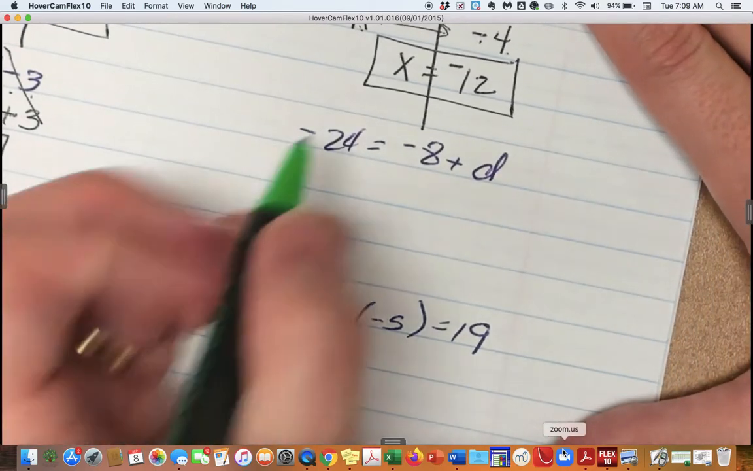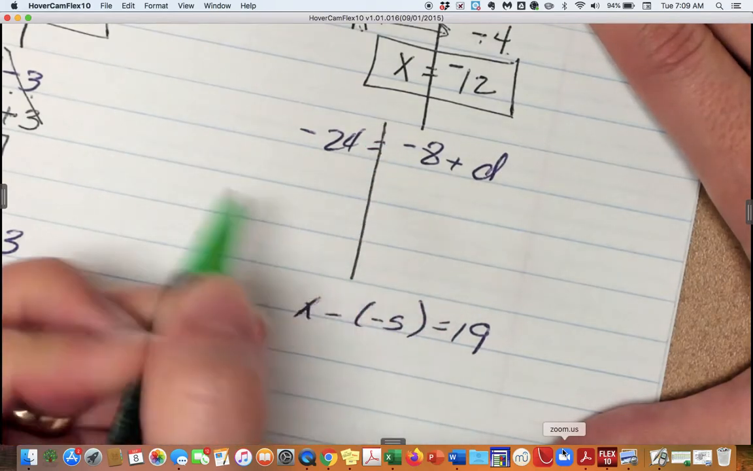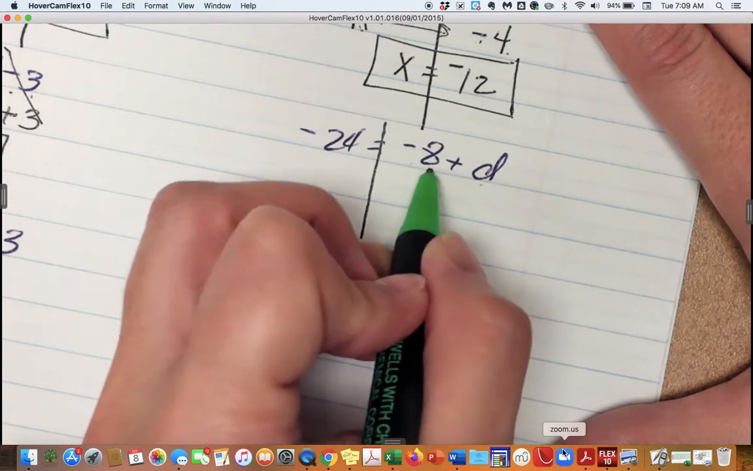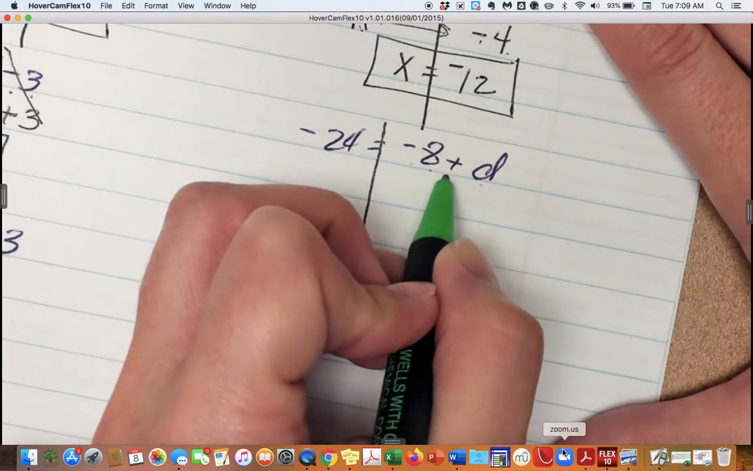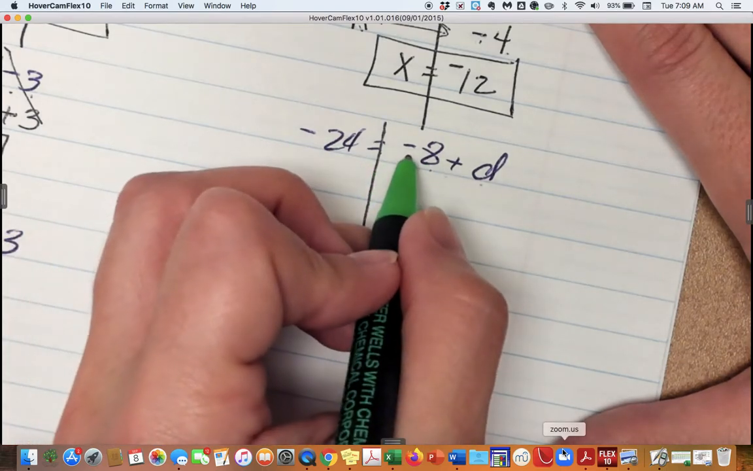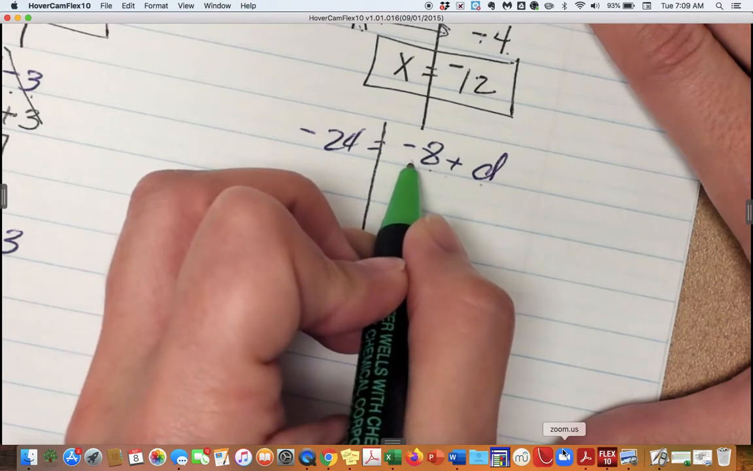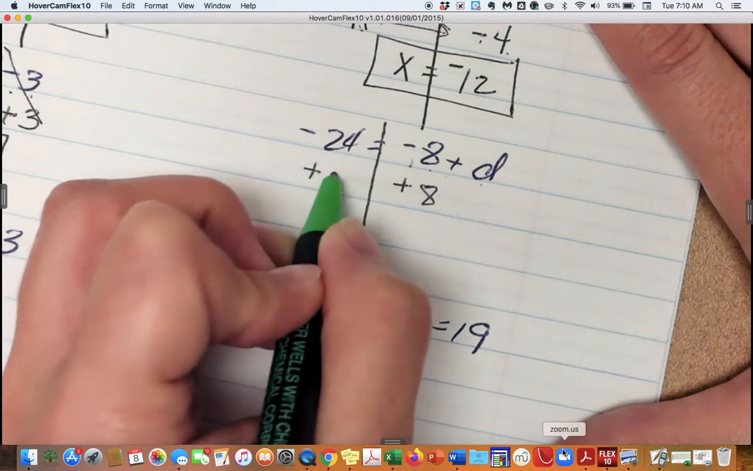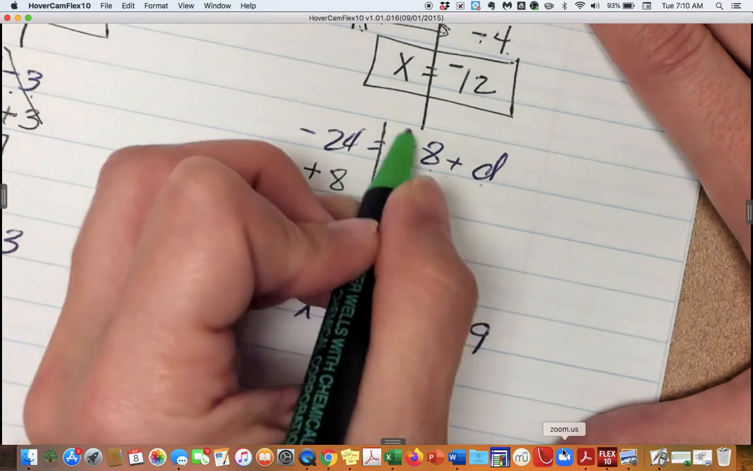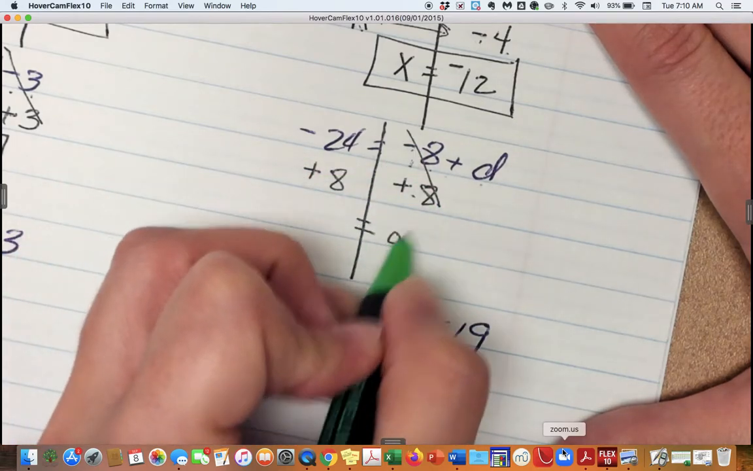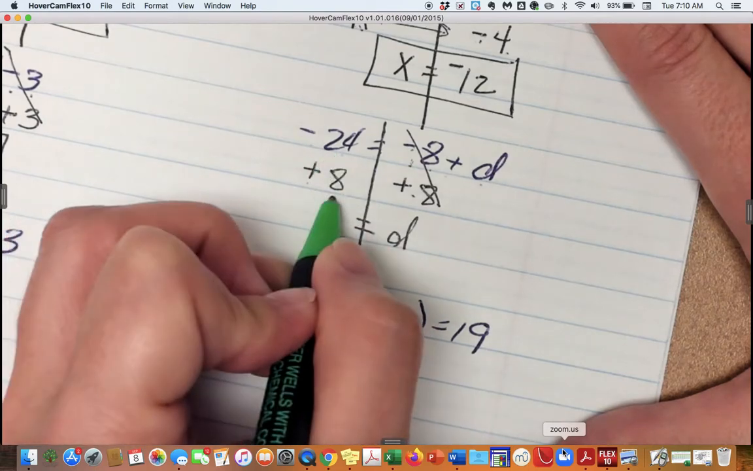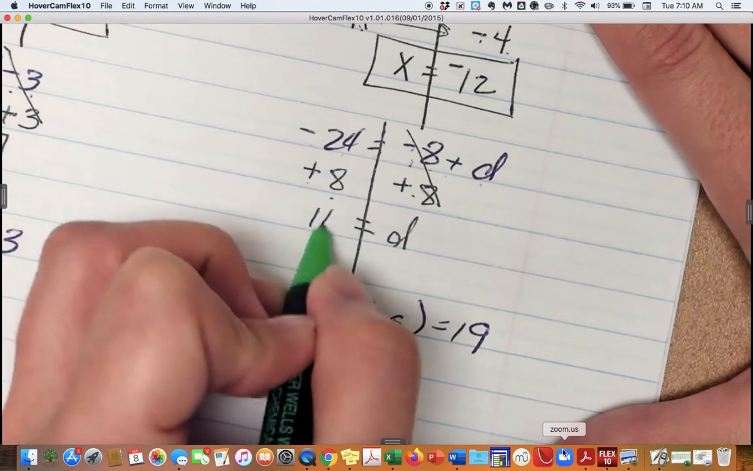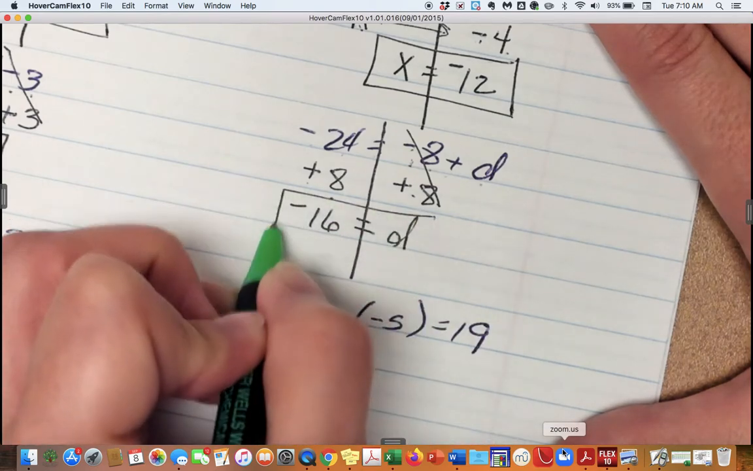All right, let's try another one. We're going to drop our line, find our variable. What's going on? We have a negative 8 added to it. Oh, tricky, tricky. So you have to do the opposite sign of the number. So since this is a negative 8, I need a positive 8. So I want these two to cancel out and leave me with D. Negative 24 plus 8, signs are different, so I subtract them, and I get 16. Take the sign of the big one, which is negative.